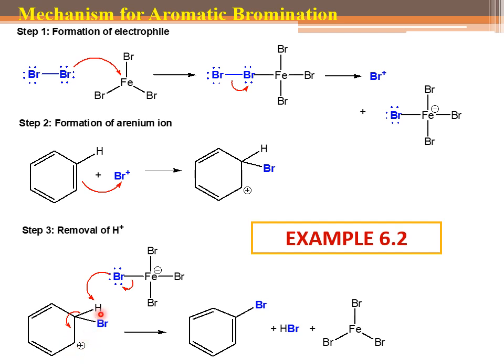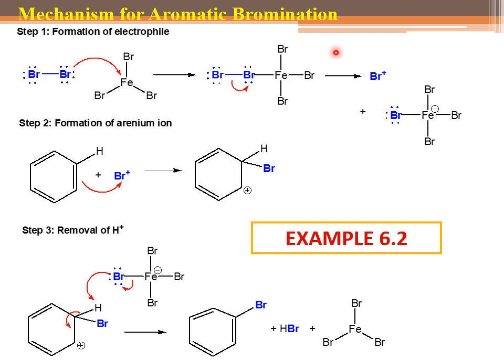Hydrogen then is going to be attached to the Br- that is forming a complex with the catalyst. So now we're going to get 3 different products. The major one, of course, the one that we want, is bromobenzene, the byproduct HBr, and the catalyst free to be used for another reaction. This is one example of electrophilic substitution mechanism for bromination.